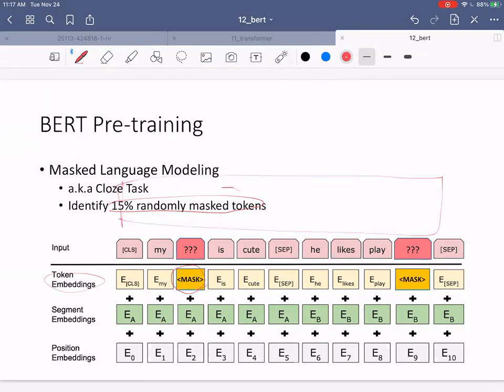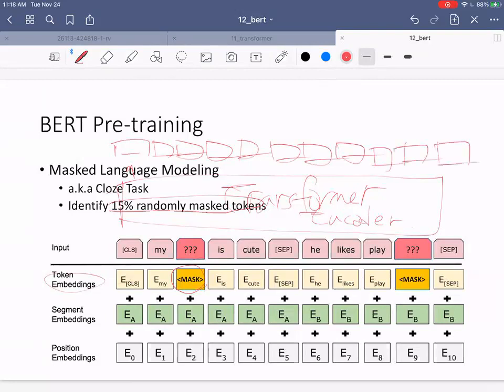After your transformer encoder layer, you'll have the same number of token outputs. Your BERT layer will generate the same number of output tokens as the number of input tokens. Using the corresponding embedding outputs of the masked tokens, which are here and here, you want to predict their real identity. You do a softmax classifier on top of this, and you want to choose dog, obviously, because the identity of this was dog.